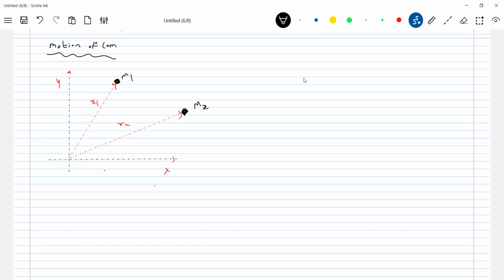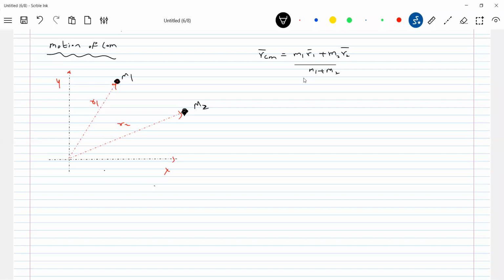Let me introduce the idea of motion of center of mass. These are the position vectors of the particles. So what is the equation? We'll write it: R_CM bar equals (m1 R1 bar plus m2 R2 bar) by (m1 plus m2).